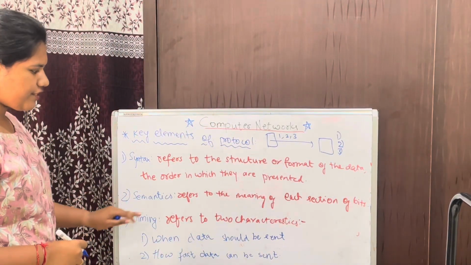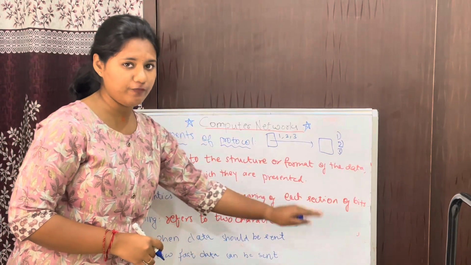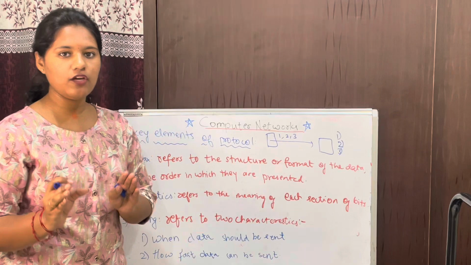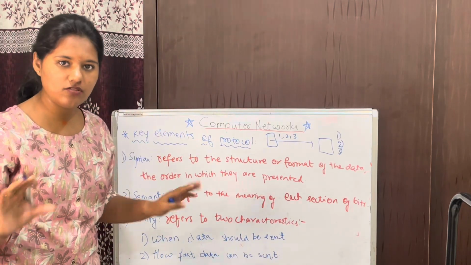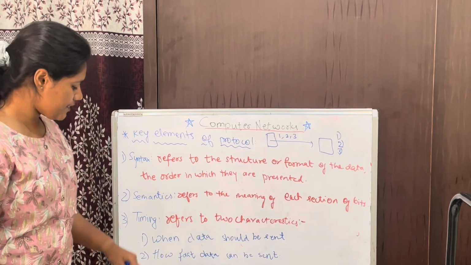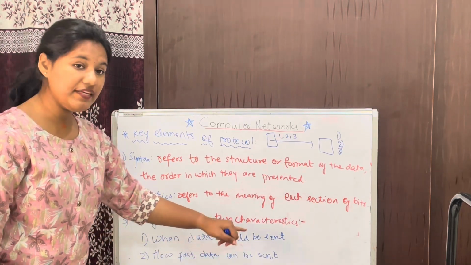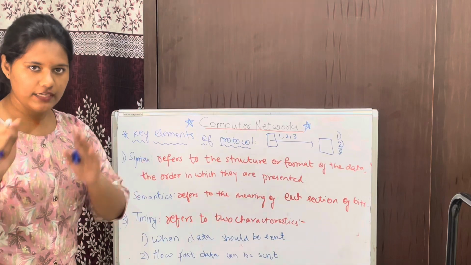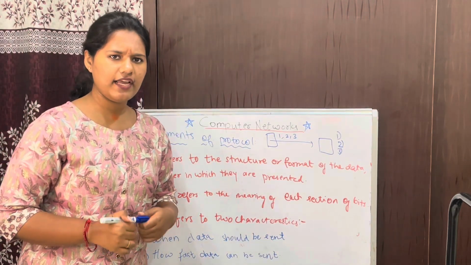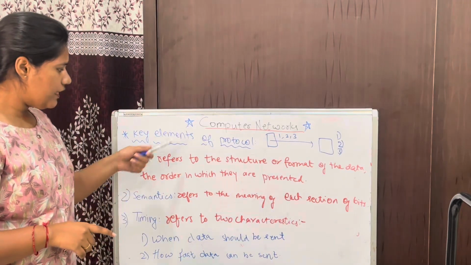Next is semantics. It refers to the meaning of each section of bits. It means whether each section of bits has a correct meaning, whether it is making some sense or not while delivered. Next is timing, which refers to two characteristics. One, the data should be sent at the correct time. Then, how fast the data can be sent. So you are going to arrange the data in this way, and the protocol is going to deal with all this.